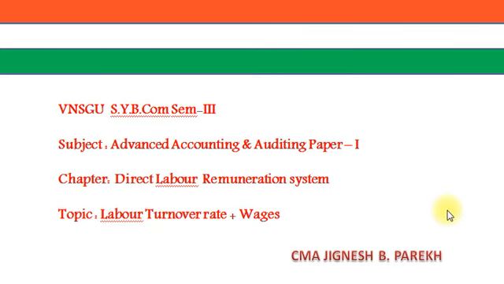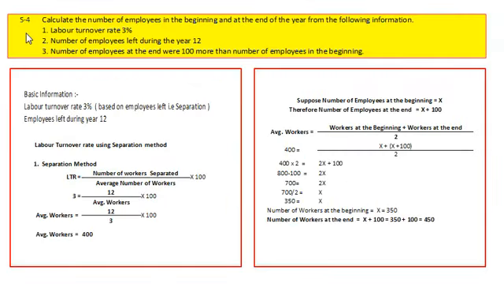Dear students, today we will solve few examples on direct labor remuneration system in Advanced Accounting and Auditing Paper 1 for SY BCom Semester 3, Veer Narmad South Gujarat University. Here is sum number 4.